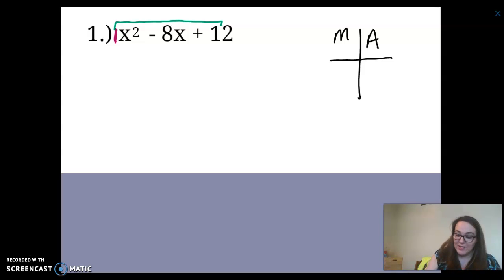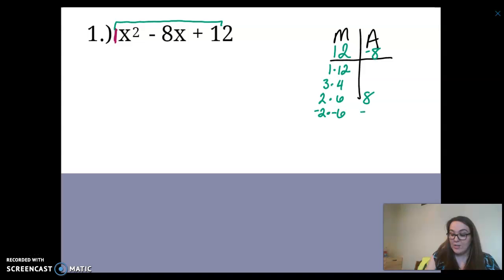1 times 12 is 12. We are adding to the middle term, negative 8. So when I write down my factors of 12 over here, I want to write down what multiplies to 12. 1 times 12, there's 3 times 4. 1 plus 12 is 13. 3 plus 4 is 7. There's 2 times 6. 2 plus 6 is a positive 8. But I don't want positive, I want negative 8. That lets me know I want to use negative 2 times negative 6, because when I add those together, it's negative 8.